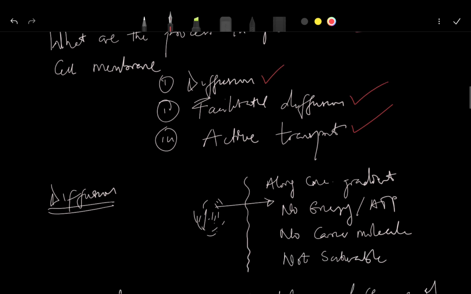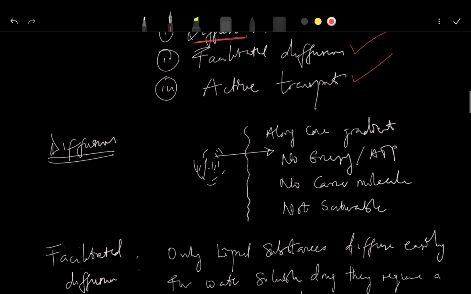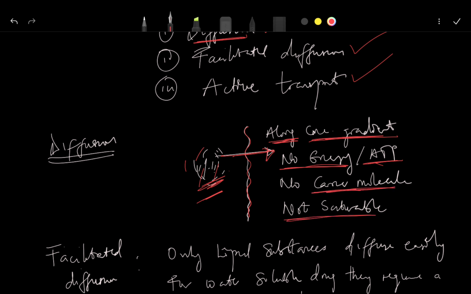I believe you know what diffusion means by now. Diffusion simply means when a substance moves from a region of high concentration to a region of low concentration through a semi-permeable membrane. So you can see here are the solutes, here are the substances. They are in high concentration on this side of the membrane, and they move passively down the concentration gradient, or along the concentration gradient. No energy is required, meaning no ATP is required. It does not require a carrier molecule, and it is non-saturable.